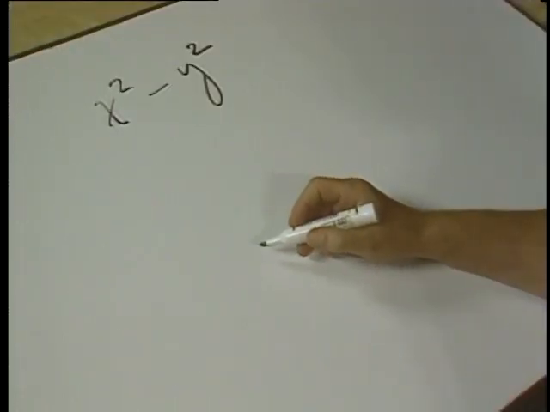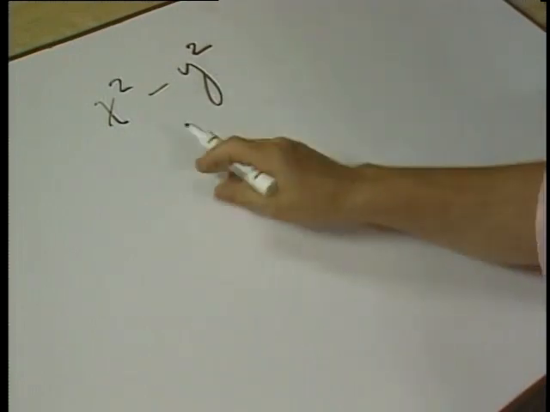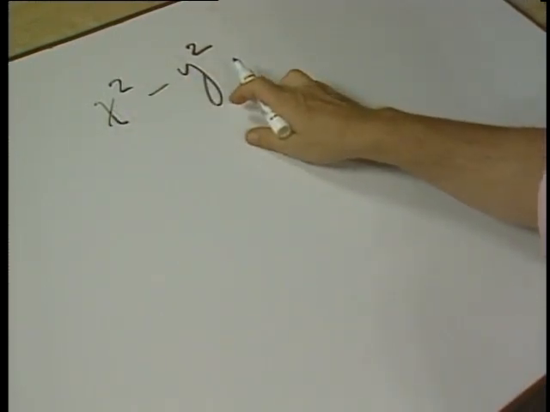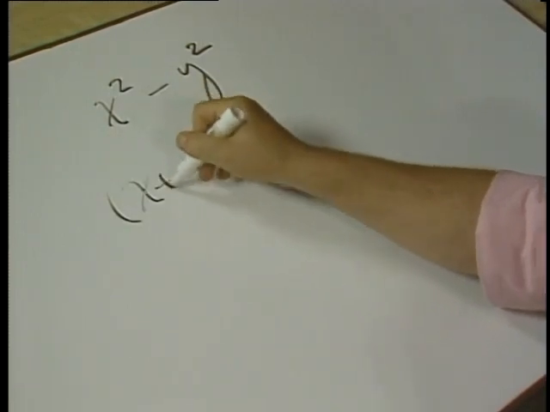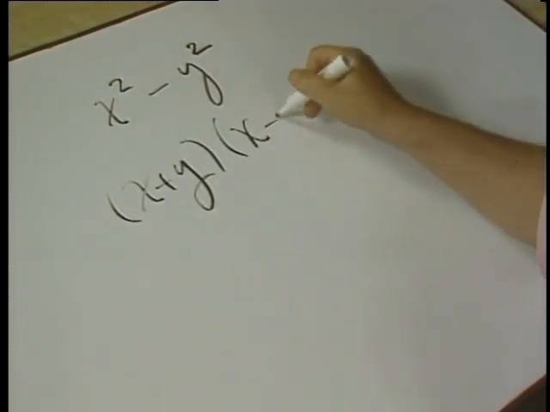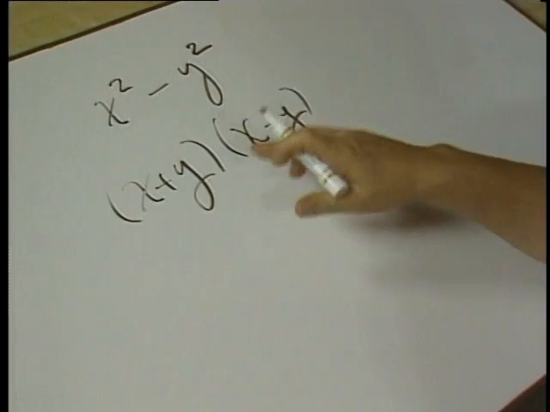There are a couple of special kinds of polynomials that you should learn to recognize because they crop up so frequently. The first is the difference of two squares. Here's an example: x squared minus y squared. Now, x squared minus y squared factors as x plus y times x minus y. Now, we can check this with FOIL.